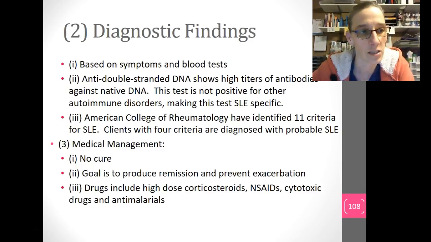disorders, immunologic disorders. Medical management: there is no cure for lupus. The goal is to produce remission and prevent exacerbations. So drugs include high-dose corticosteroids, NSAIDs, cytotoxic drugs, and antimalarials like Plaquenil.